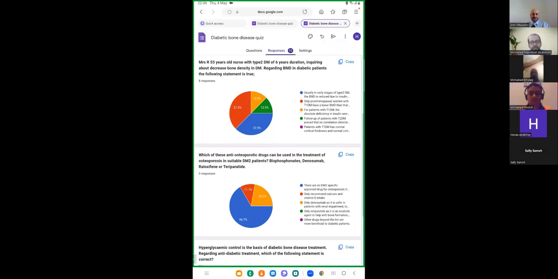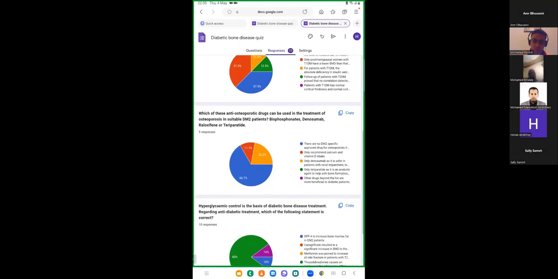to clarify one question, which was equally split between the right answer and the wrong answer. Regarding Mrs. R, a 55-year-old nurse with type 2 diabetes of 6-year duration, inquiring about her decreasing bone density in diabetes, there were two answers with equal votes. The statement that in the early stage of type 2 diabetes the bone mineral density is reduced due to insulin resistance is the wrong answer, because in the early stage of type 2 diabetes we have an increased bone mineral density due to the effect of insulin resistance. They already studied the relation between insulin, IGF-1 and bone mineral density, and found it highly increased at the start of type 2 diabetes. The correct answer is that only postmenopausal women with type 1 diabetes have a lower bone mineral density than people of the same age and BMI in the same category. So this is the question which has a controversy in it.